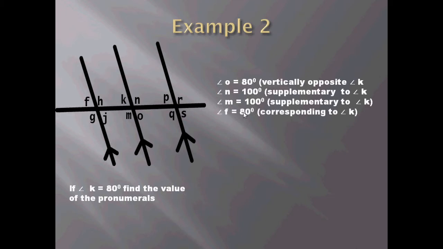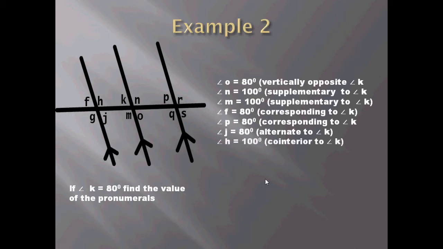Angle F is 80 because it corresponds to K. It's on the left side of the parallel line and above the transversal. Angle P is 80. It also corresponds to K. It's on the left side of the parallel line and above the transversal. Angle J is 80 degrees. It's alternate to K. Remember, they're between one set of parallel lines and on opposite sides of the transversal.